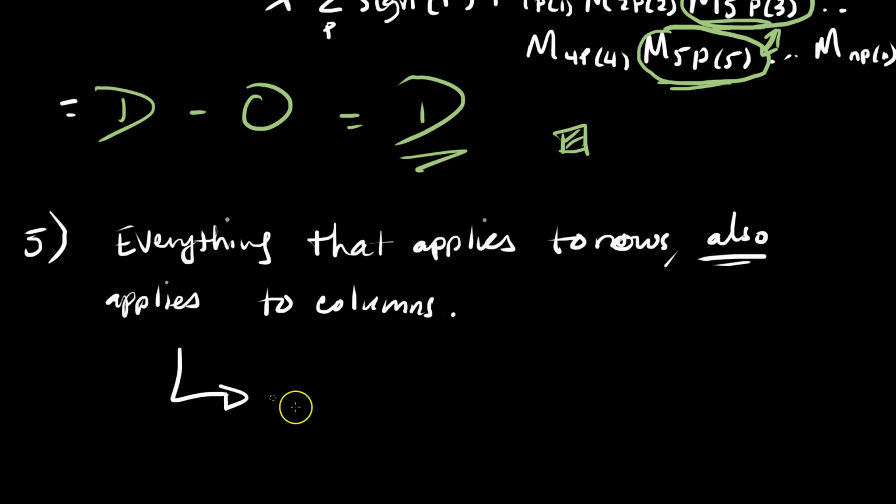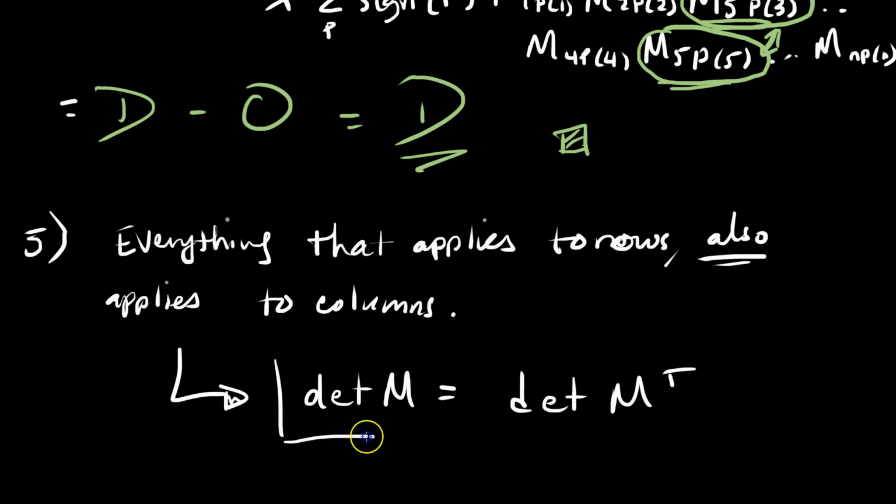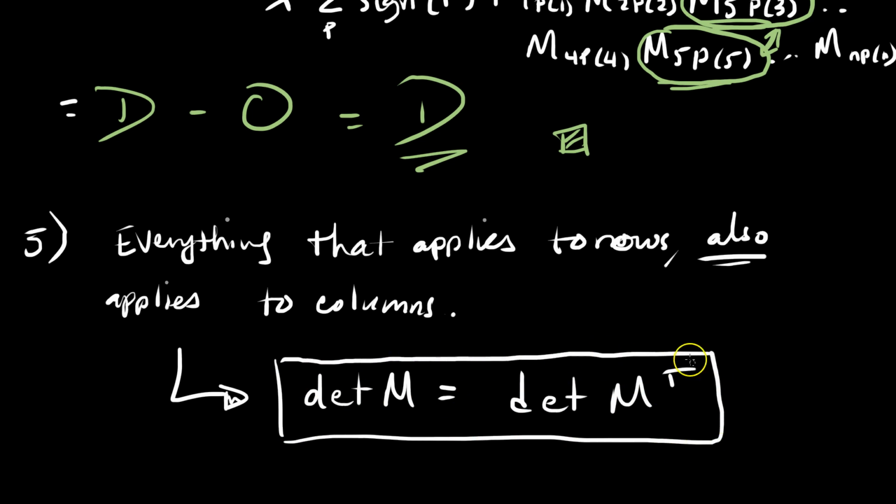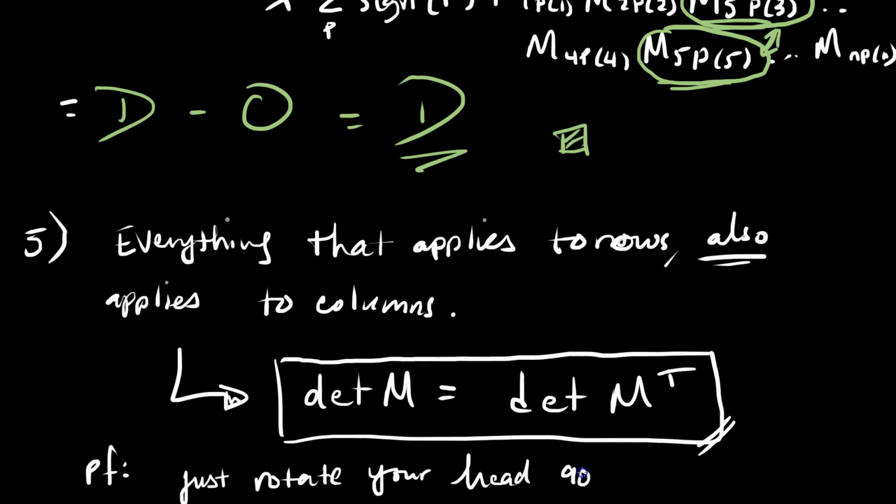And as a corollary to this, what does this imply? Well, this implies that the determinant of a matrix is the same as the determinant of its transpose. Because transpose is nothing more than switching rows and columns. And if everything that applies to rows also applies to columns, then the determinants are the same. And a little proof of this, if you're wondering, is that, well, just rotate your head 90 degrees. If you rotate your head 90 degrees, rows are going to be columns and columns are going to be rows. There's your proof.